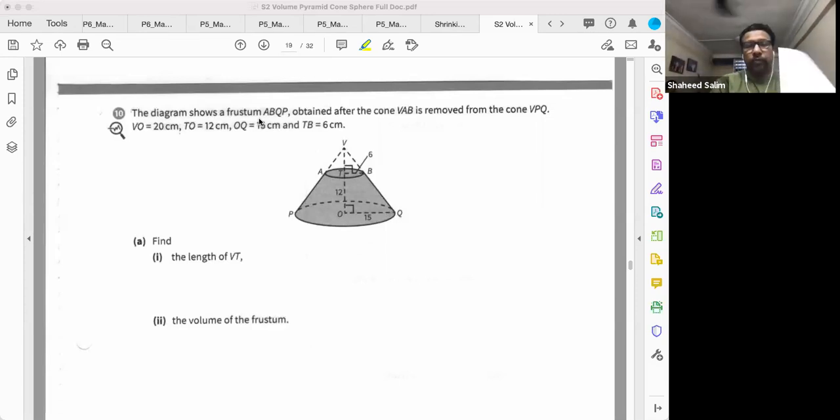So here we go. If you're not sure how to do, take the volume of the big cone minus the volume of the small cone equals to the balance. This one you got to go deeper into Pythagoras. Can you find VQ first? Those of you who do not know, this is 12, this is 15. You can find VQ, right?